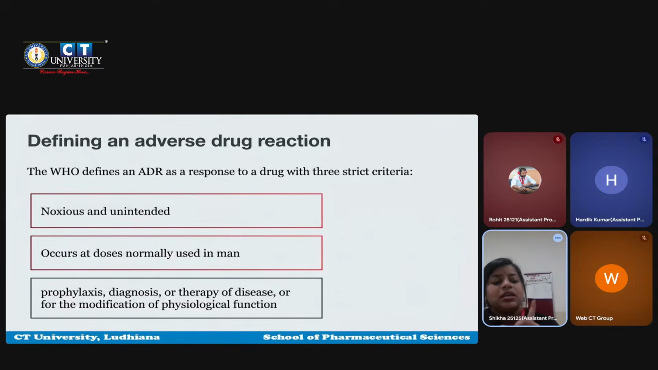Prophylaxis means that you are giving a medication for the treatment of something, it is not diagnosed. So it's just for prophylaxis. Matlab you are suspecting the disease in the patient, but it is not confirmed. So you can give the medication. So that is called prophylaxis. And diagnosis means if any disease is diagnosed, so for that treatment, you are giving the medication. Next is therapy of the disease or for the modification of physiological functions.